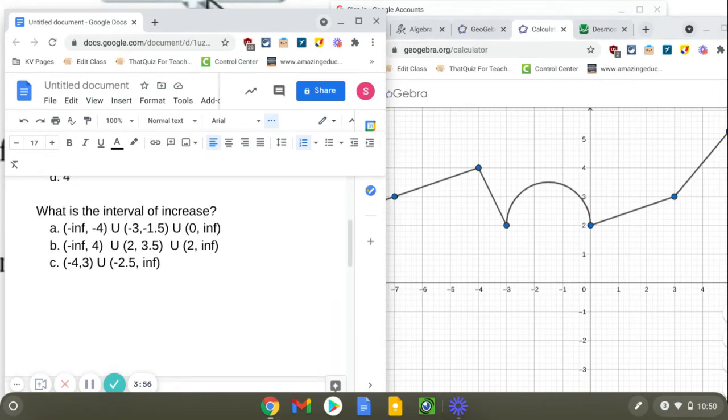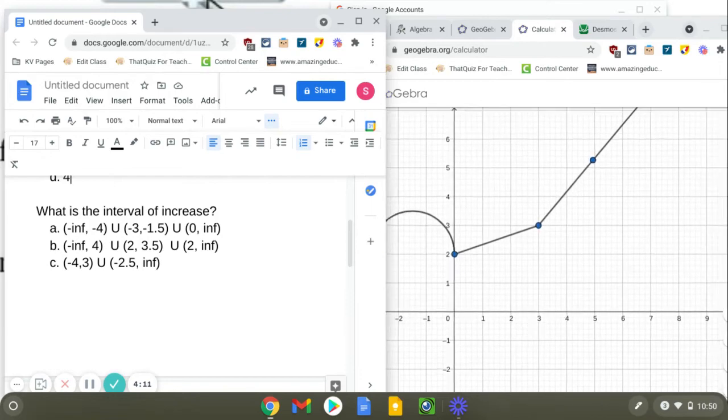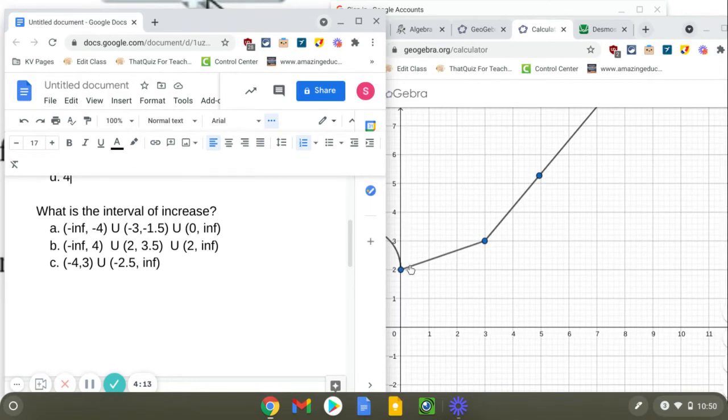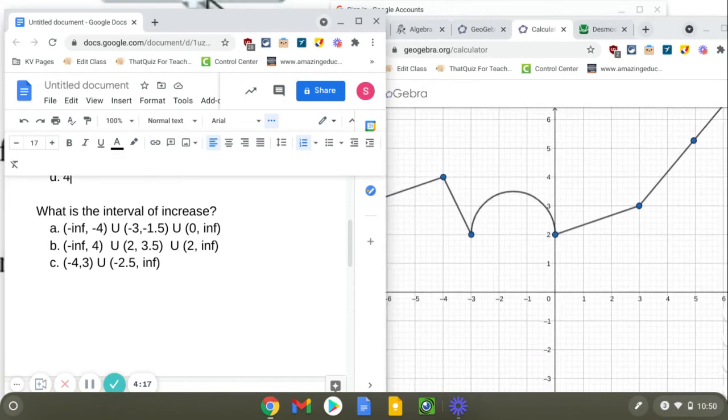All right, last one. What is the interval of increase? They're wanting us to describe the whole interval of increase. I'm going to start with the easy one here. It looks like it's increasing from there on to infinity. So from there to the right forever. It continually goes up. So that's going to be 0 to infinity. Bam. That's the only one that has that.